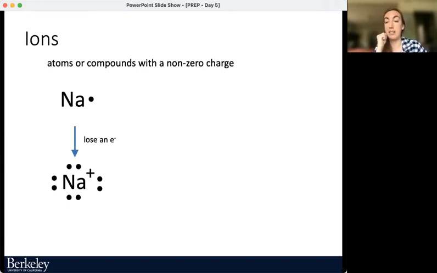An electron has a -1 charge. So if you lose an electron, you end up with 1 more proton than electrons, and you have a +1 charge. Does anybody have any questions on how this happened? We'll talk in a second about where that electron goes, but for now, just think of it as having given it away to somebody else.